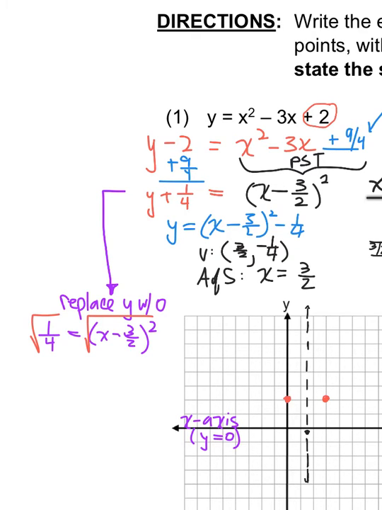Square root of 1/4 is what? Plus or minus 1/2. So we would have x equals 3/2 plus or minus 1/2, which would make x equal, if you think about it in terms of just the individual calculations, 3 minus 1 is 2, divided by 2 is 1. 3 plus 1 is 4, divided by 2 is 2.